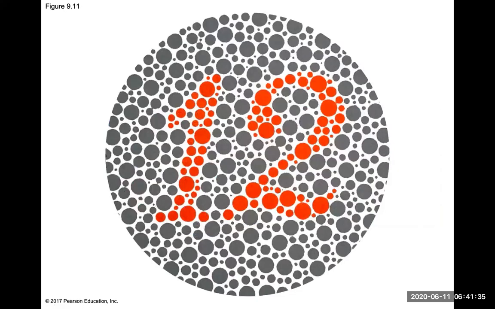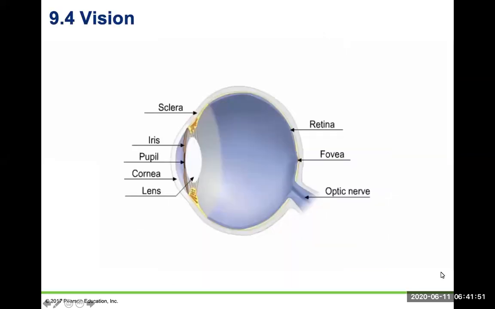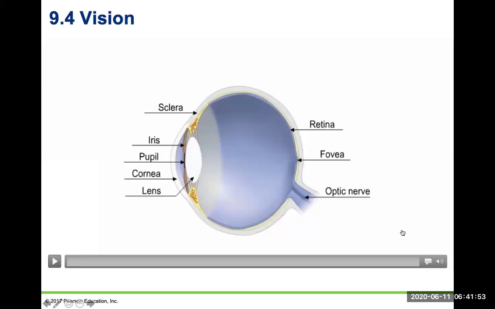This is a look to test for color blindness. You might see pictures like this in a book testing you for color blindness. So hopefully you can see the number 12 in this picture. If you can't, you might be colorblind to the color red because the 12 is in red dots. Here's a great video to review the anatomy of the eye.